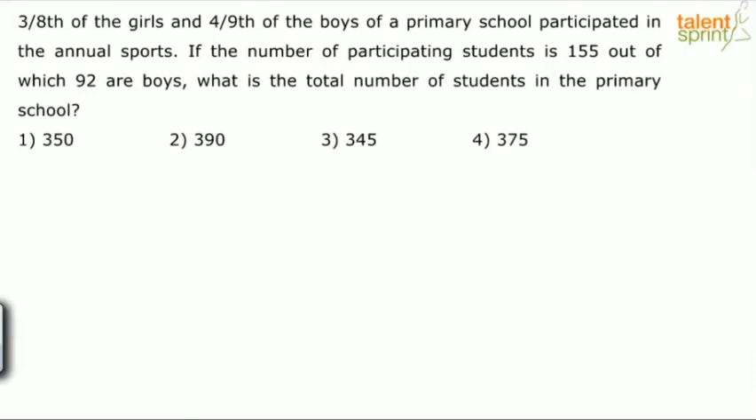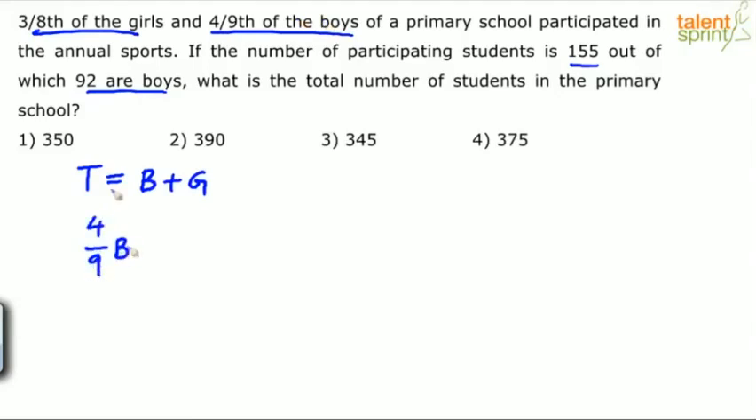I think this is the last question of the session today. 3/8 of the girls and 4/9 of the boys of a primary school participate in the annual sports. If the number of participating students is 155, out of which 92 are boys, what is the total number of students in the primary school? See, total can be taken as number of boys plus girls. Now we know that 4/9 of the boys have participated. So 4 by 9 times the boys is equal to 92.